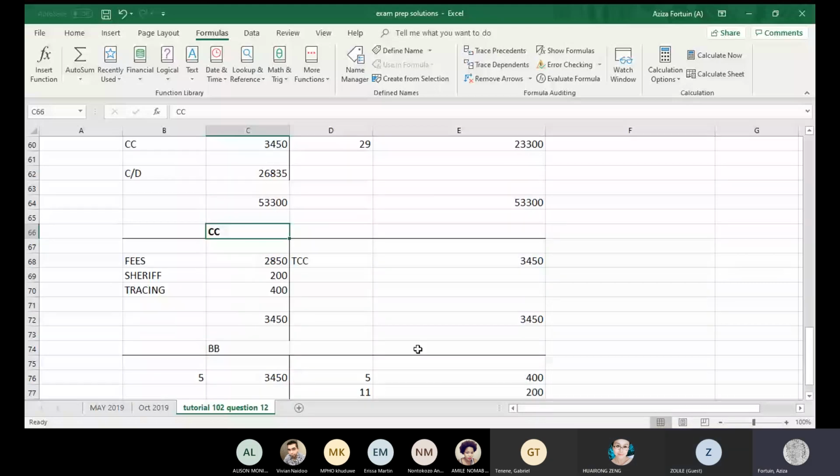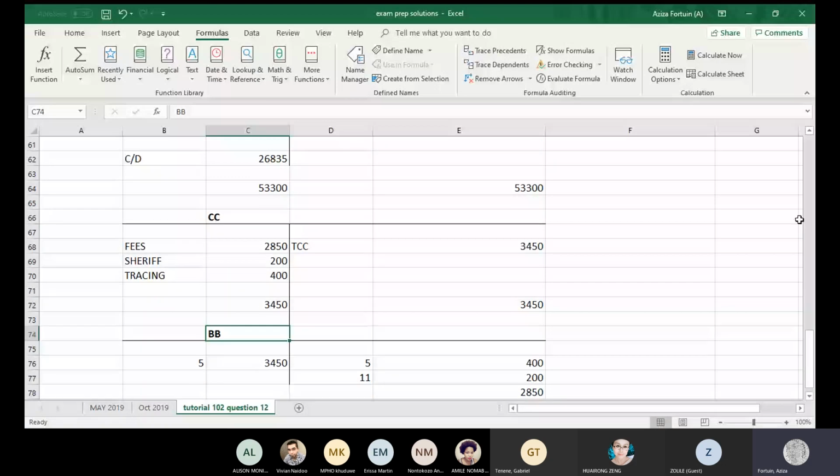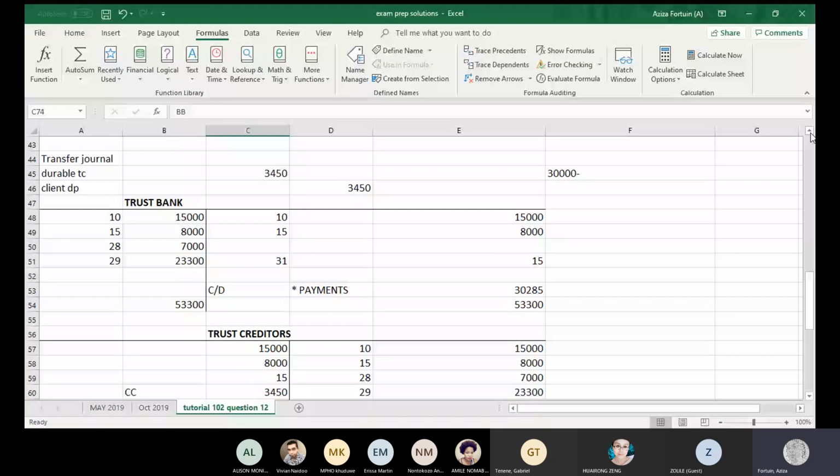Okay. Let's look at our trust bank. On day 10, 15,000 Rand was deposited, right? On day 15, they received 8,000 Rand in cash from Mr. King as part of his account and invest the money. On day 28, they received 7,000, right? And on day 29, they received 23,300. Whatever happens on my debit side of my trust bank is going to happen on my credit side of my trust creditors control account. So we're going to move it over.